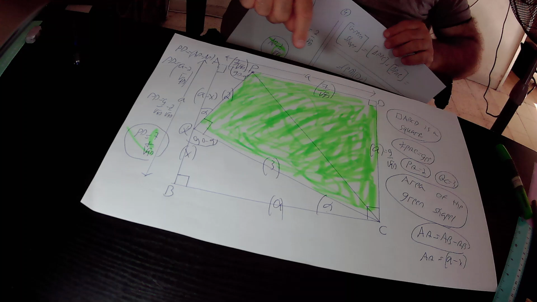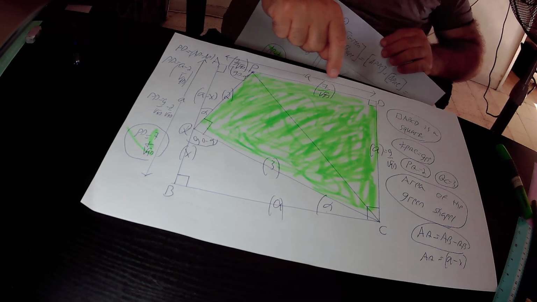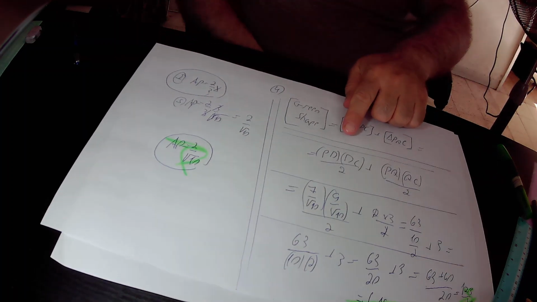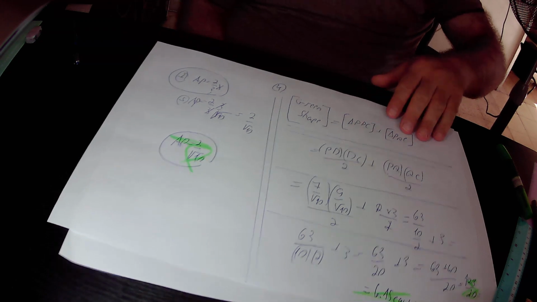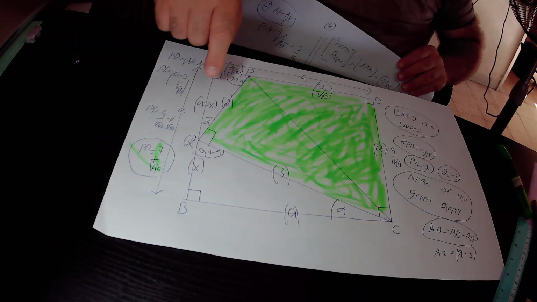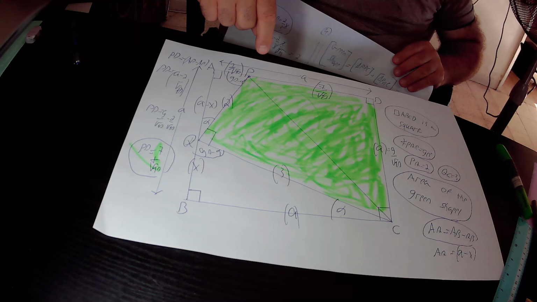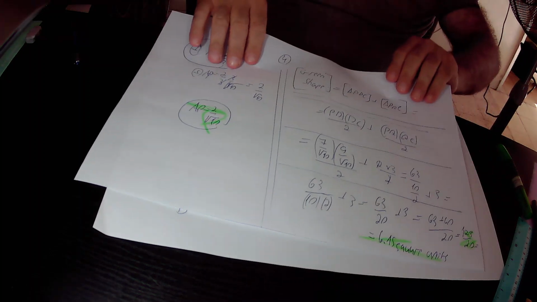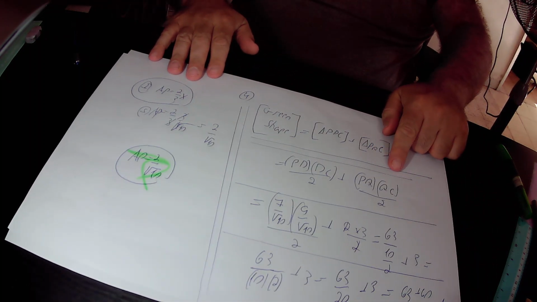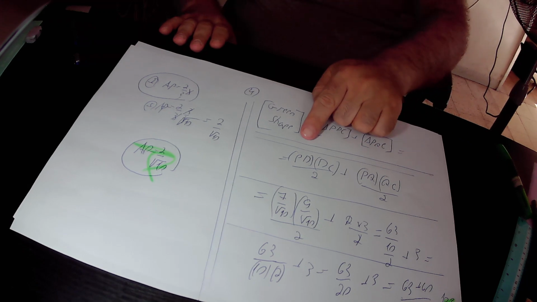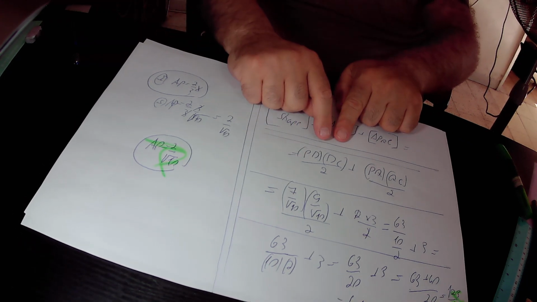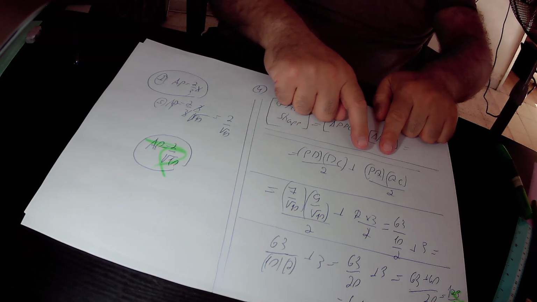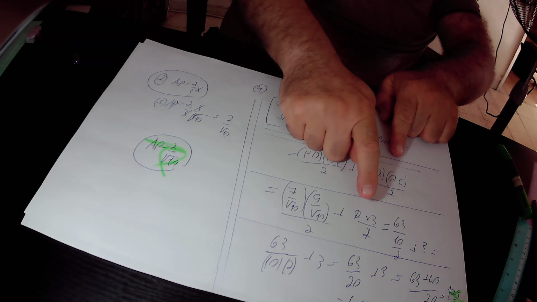So what is the area of the right triangle PDC? It is equal to the base of the triangle, that is PD, times the height, that is DC, over 2. Plus the area of this right triangle PQC. The area of the right triangle PQC equals the base, that is PQ, times the height, that is QC, over 2. PD is 7 over square root of 10, DC is 9 over square root of 10, divided by 2, plus PQ is 2, times QC, that is 3, divided by 2.